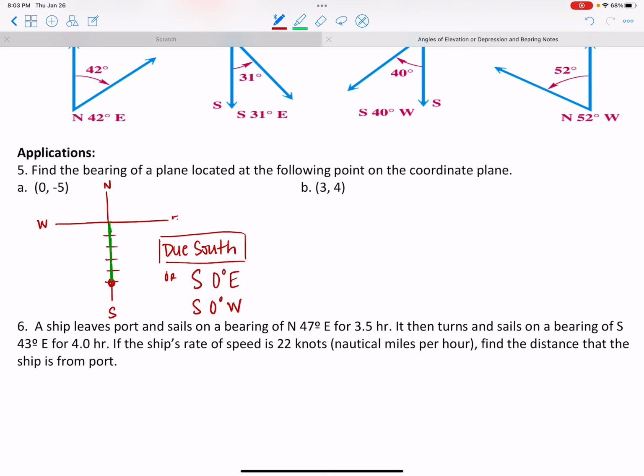Okay, let's try one that actually includes a little bit of work. So this one, we're looking at a point at 3, 4. So 1, 2, 3, 1, 2, 3, 4. There's our point. And we're trying to figure out the bearing here. So the bearing, which means we had to start north because we're in this quadrant here.